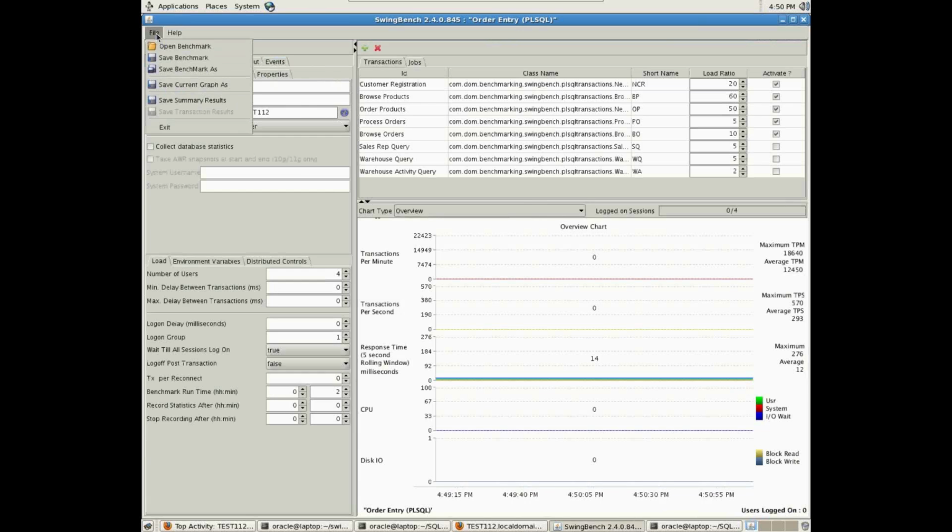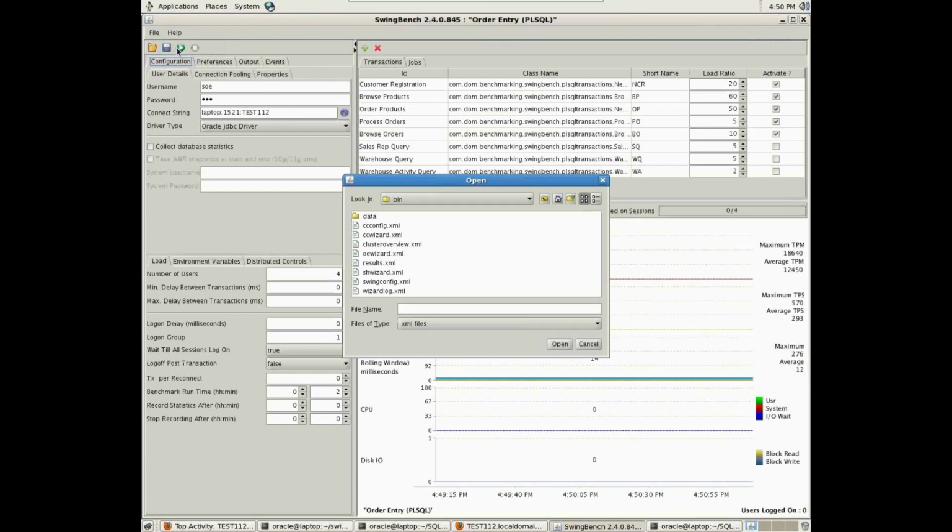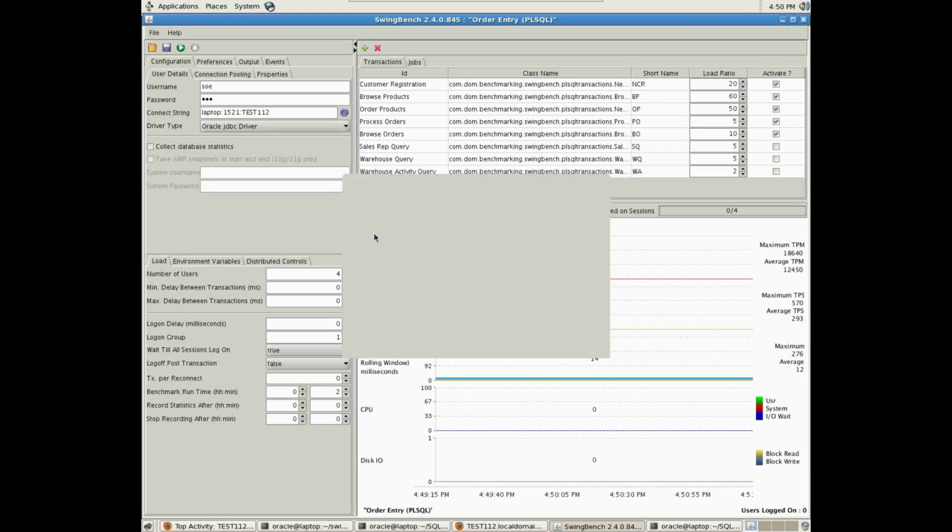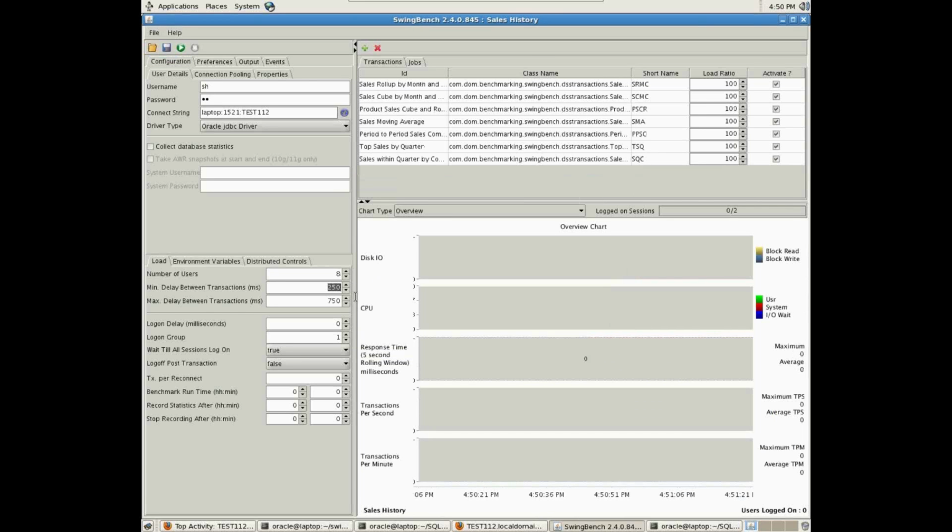Let's go back to here, and I'll run an SH benchmark. This could be another mistake, but let's see how we go here. Okay, so let's load the SH benchmark. Now, I'm going to run 8 users with 0 think time, and I'm only going to do it for a couple of minutes because it's really going to hammer the system.